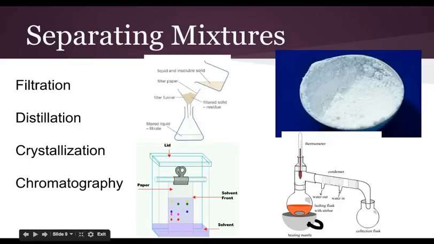So we can separate mixtures, and there are actually 4 different ways that we can separate a mixture, and some of these we're going to do in lab. This is an example of filtration. You can take a solution and use a funnel and a piece of filter paper, and it will trap the larger particles in the solution and give you the solvent at the bottom. So that's an example of filtration.